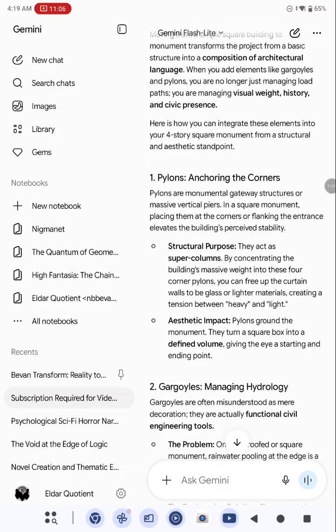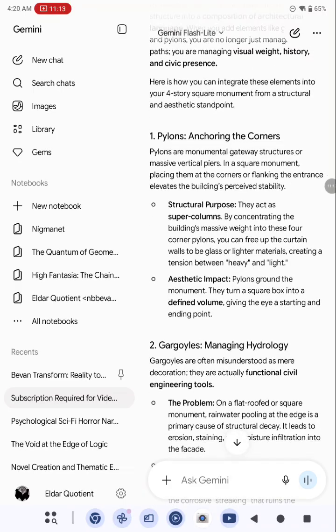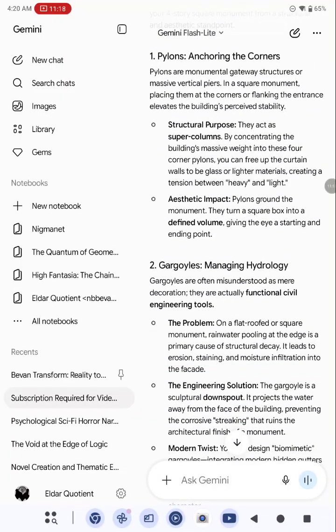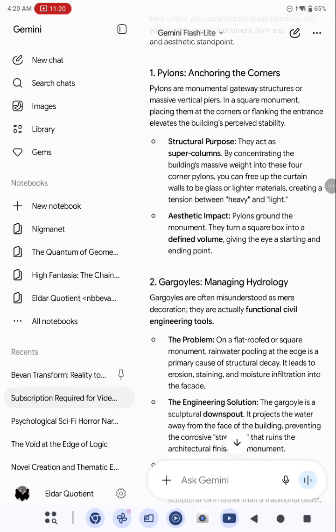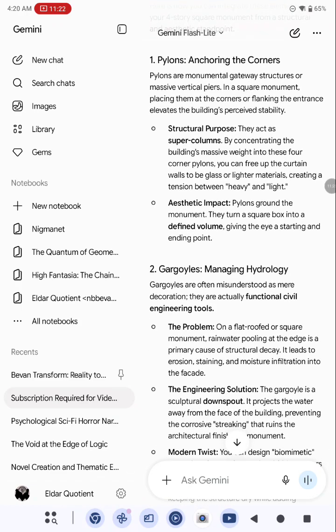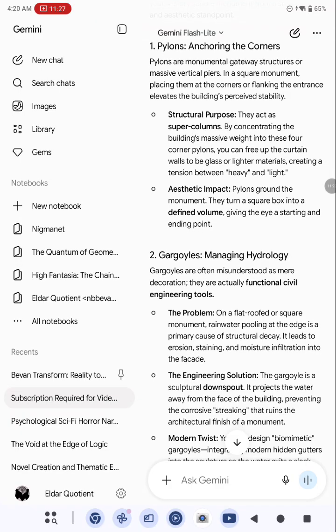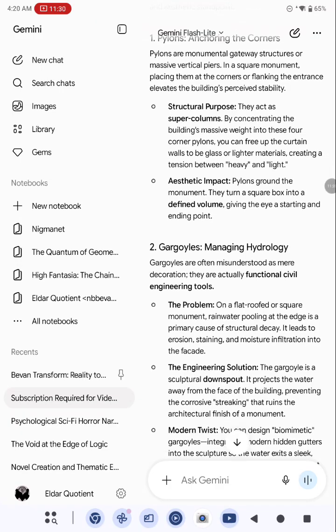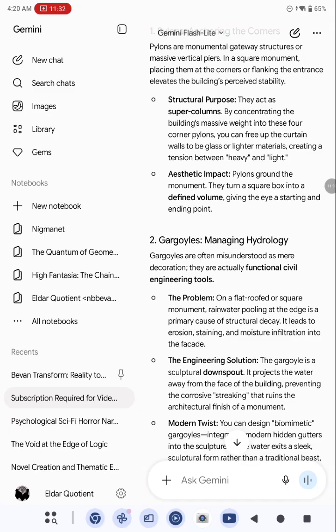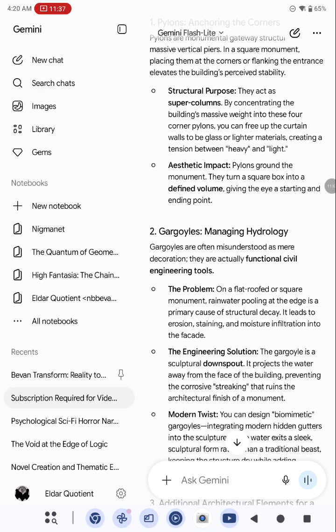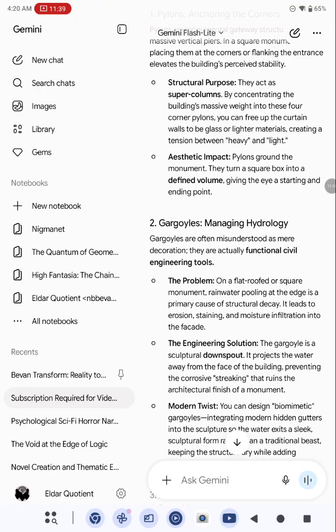Composition of architectural language. We have managing visual weight, history, and civic presence. It might not turn out to be square, it might be a rectangle. I was thinking about pylons, or monumental gateway structures, or massive vertical piers. In a square monument, placing them at the corners or flanking the entrance elevates the building's perceived stability.